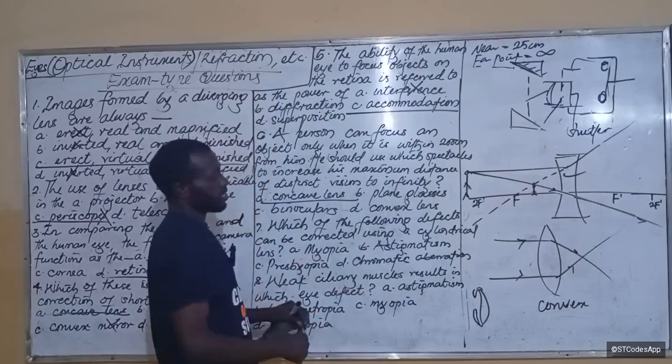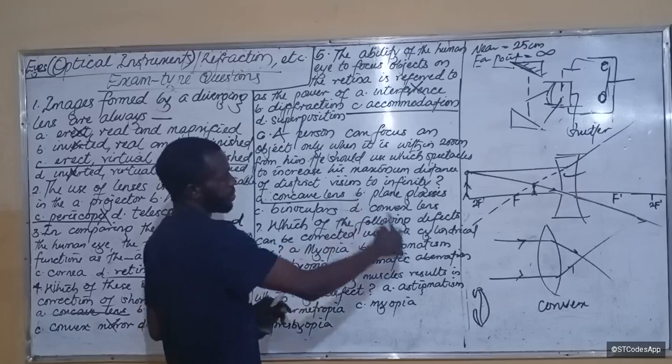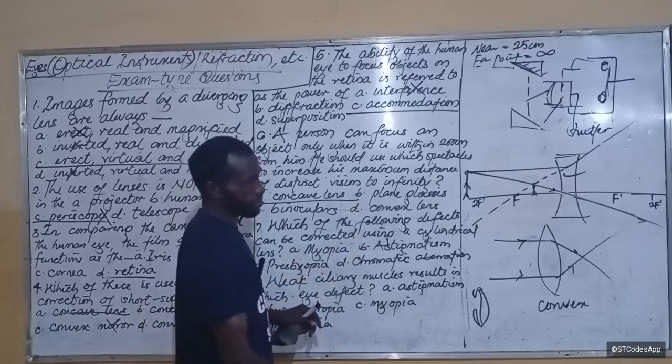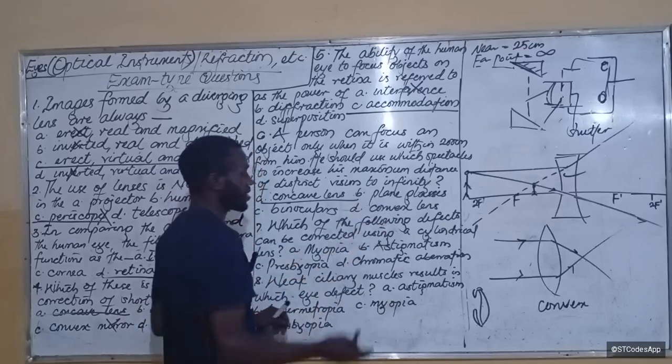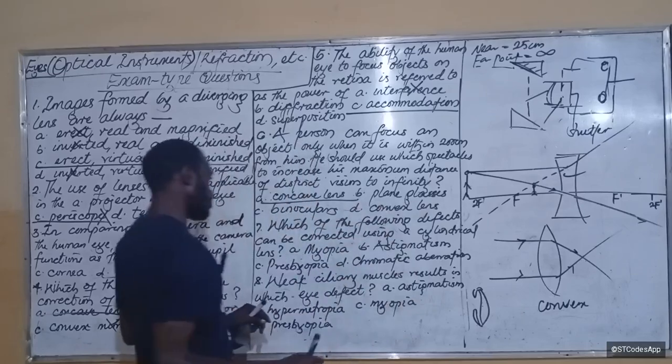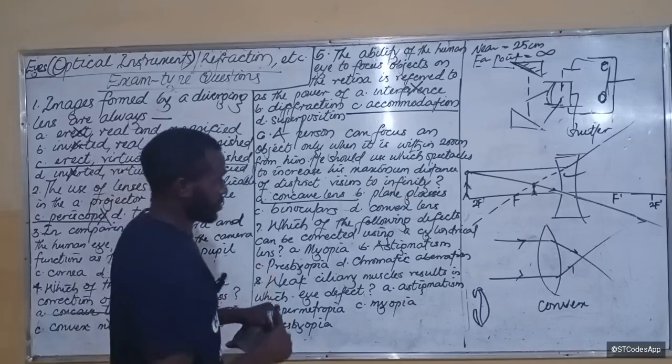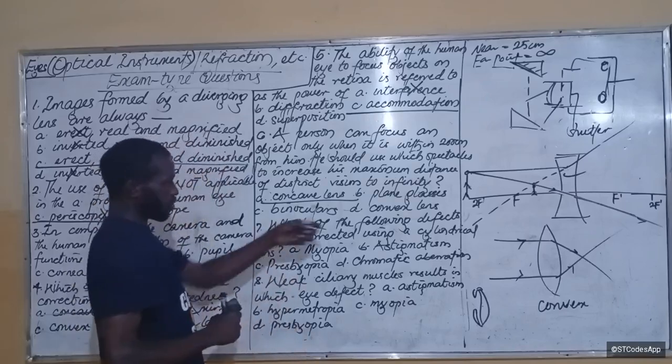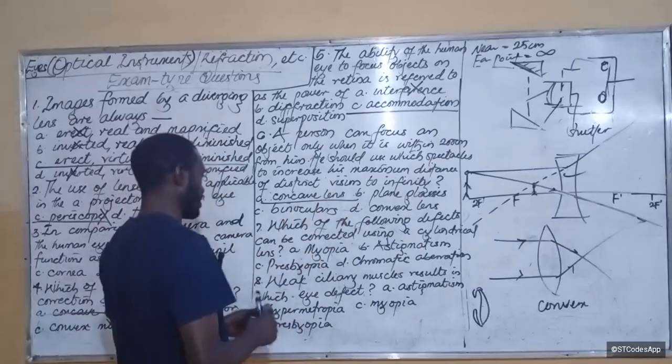Binocular is for magnifying large objects at a long distance. Plain glasses don't do anything. Then convex lens is for magnifying. It is what the binocular also uses, convex lenses.